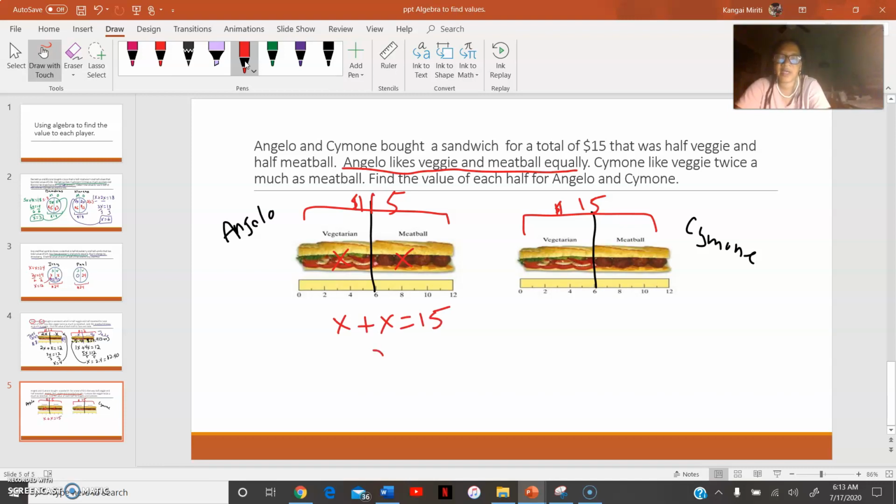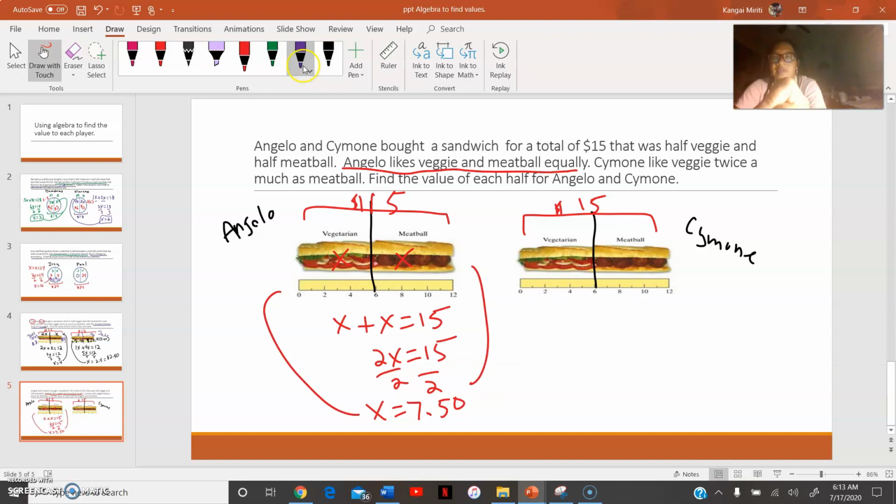And you might say, I don't need algebra. I can just cut 15 in half. And you're just absolutely right. Go right ahead and do that. I'll take it through the algebra. We get x equals 7.50. So we know that each side is worth $7.50 for Angelo because each side is worth an equal amount if we split up the $15.